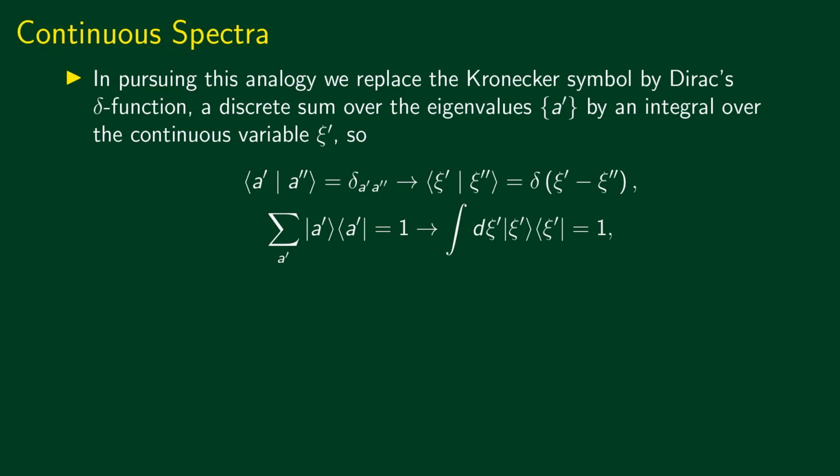Also the completeness relation, the important completeness relation. In the discrete case, it's written as sum over a prime, ket a prime bra a prime equal to 1. In this case, instead of the summation, we'll have an integration over all the possible eigenvalues. So this is integral d psi prime, ket psi prime bra psi prime, is equal to 1. So this is quite easy to generalize in this way. Most results can be generalized in this manner. Let's look at a few more cases.